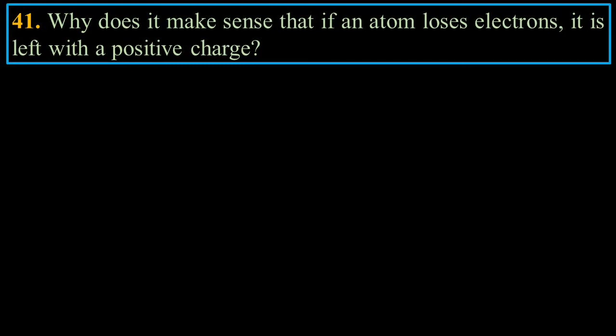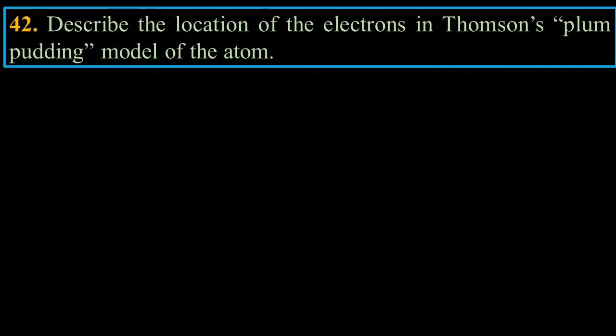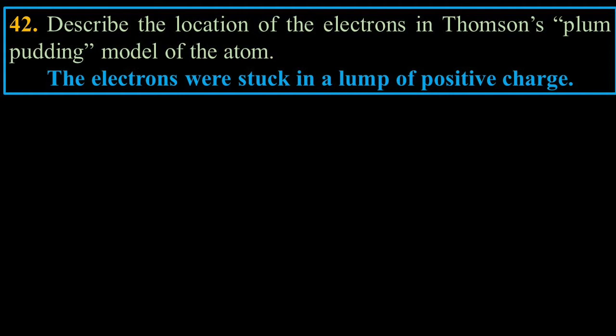Why does it make sense that if an atom loses electrons, it is left with a positive charge? Because the number of protons is not going to change. Atoms are neutral. Number of protons equals number of electrons. Loss of an electron means that the number of protons is greater than the number of electrons. So the remaining particle is positively charged. Describe the location of the electrons in Thomson's plum pudding model of the atom. Where are they? The electrons were stuck in a lump of positive charge. They were stuck in a lump. I've never had plum pudding.